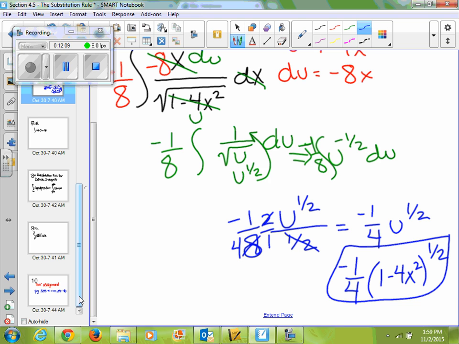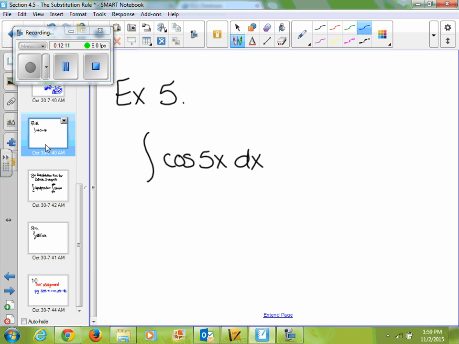All right, let's do one more indefinite integral, and then we'll do a definite integral. Okay, so if I give you the integral of cosine of 5x dx, Mikey, what should I let u equal? I can't let it equal the whole equation. I have to let it equal part of the equation, 5x. Okay, so if I let u equal 5x, what's my derivative of 5x then? 5, yep.